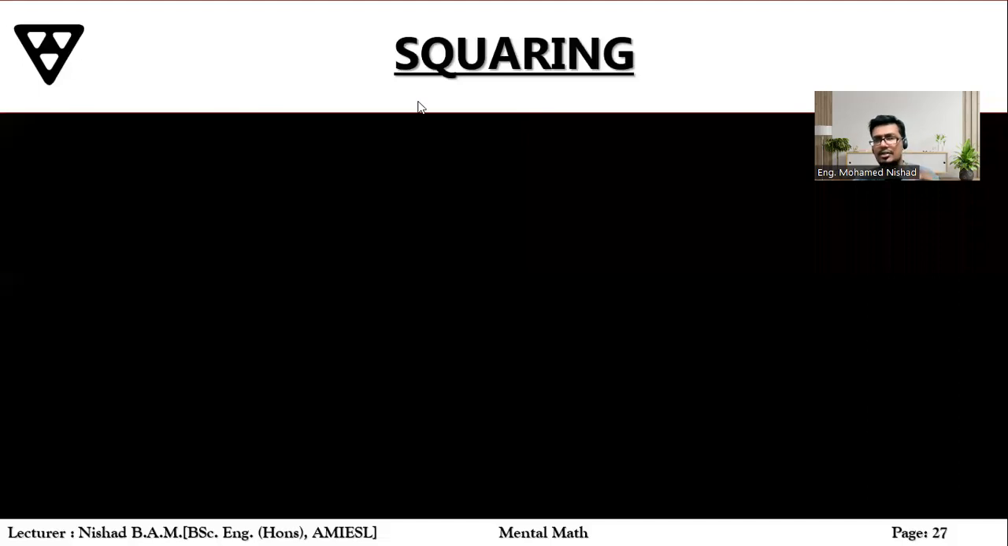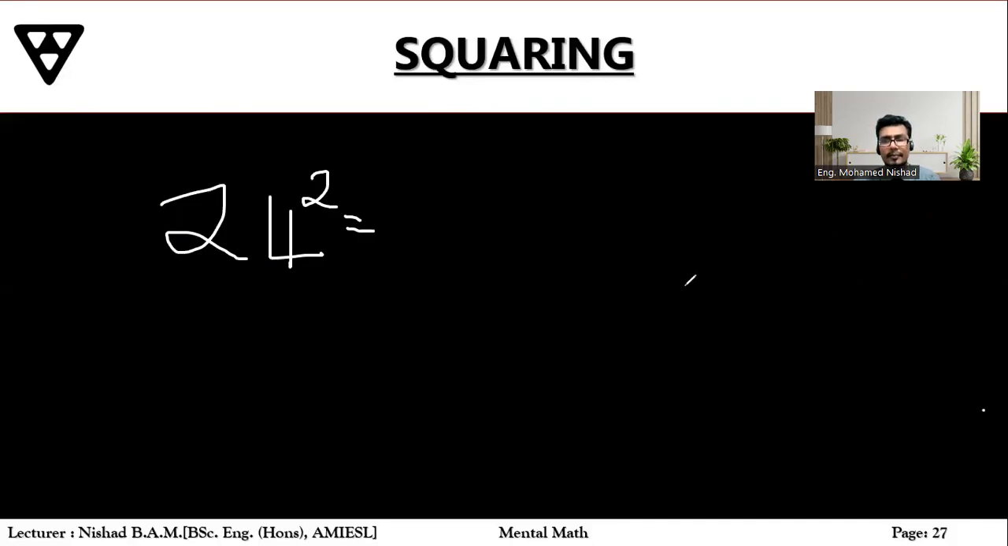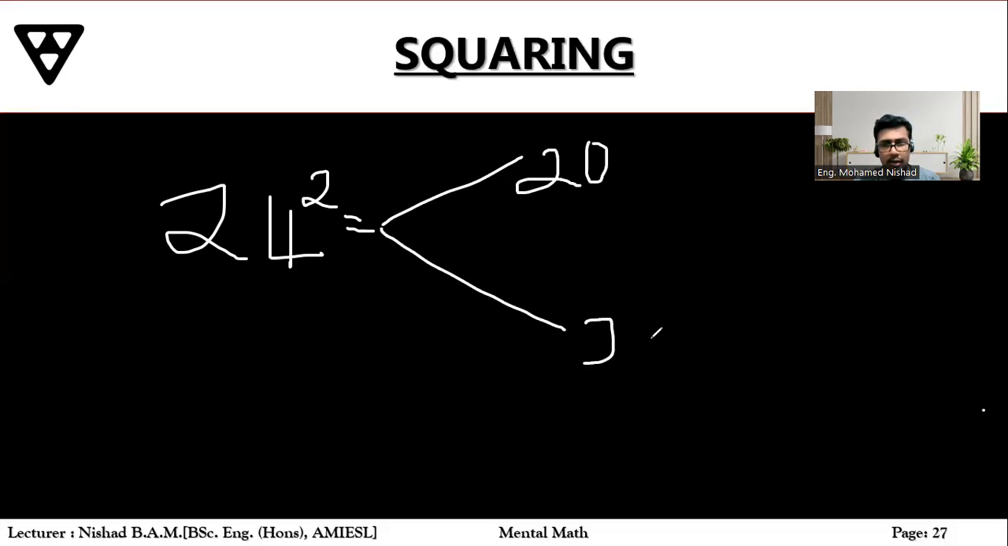Let me provide you another tricky example. How much will 24 squared be? Can you do that? It's also simple. The same technique can be applied, right? Can you do that? How much will it be? You have to obtain 20, and then you have to obtain 28.